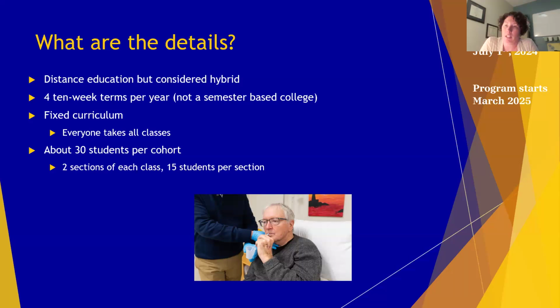We have a break around the holiday season, the beginning of the year. We start winter term in January, that runs through the beginning of March. And then spring term, which is when we will be starting in March of 2025, runs March through June. The curriculum for the program is a fixed curriculum, so everyone takes all of the classes in a specific order. And like I said, we're expecting to have about 30 students per cohort with 2 sections of each class and 15 students per section. Our expectation is to offer both a day and an evening course, so a section of each, so that people can do their best to work it around their schedules as much as possible.